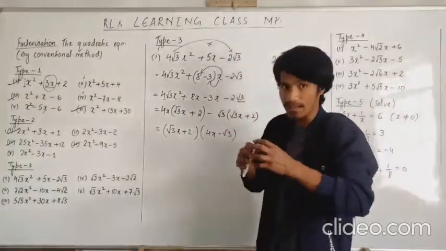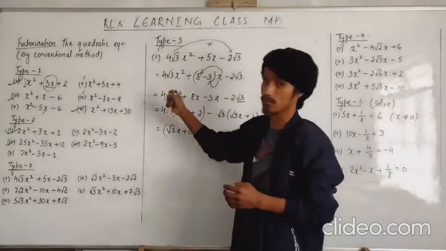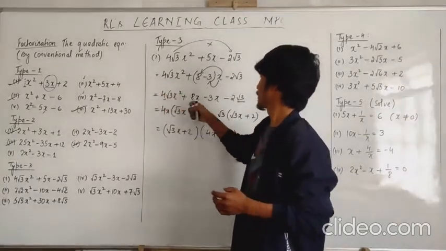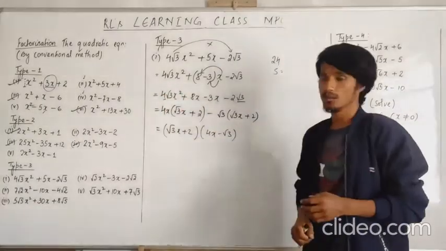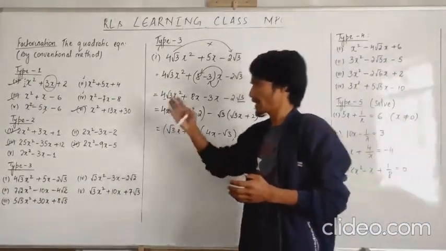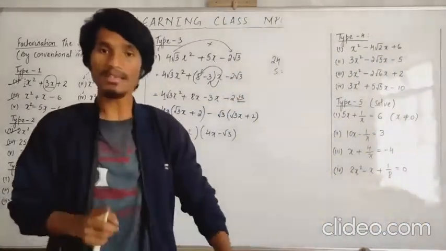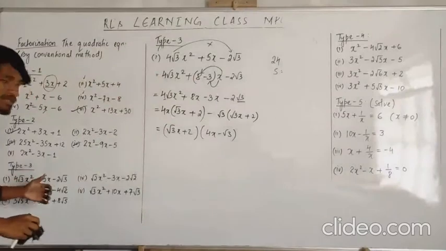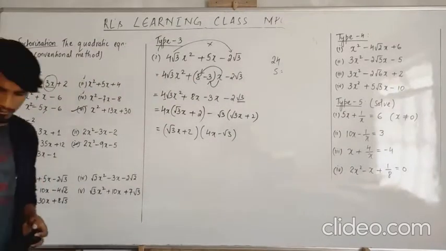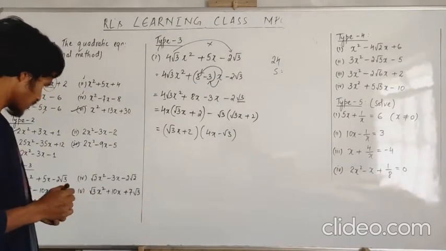Then after that we have to find the common. What are the common terms here? It is same like type 1, type 2 only. There's no difference. Only it is different because here there is a square root. Okay, then I'll solve you the next question.